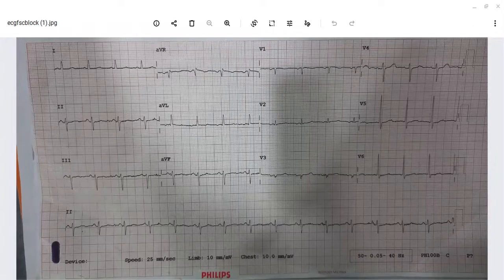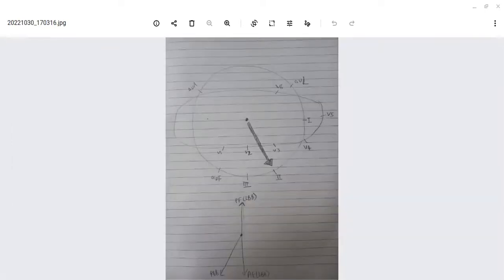So this is the ECG of an elderly female which shows left anterior fascicular block. So you can look around it. Before I tell you the findings in the ECG, I'll share an important concept with you. This is the vector diagram of the axis of the electrical current in the heart.